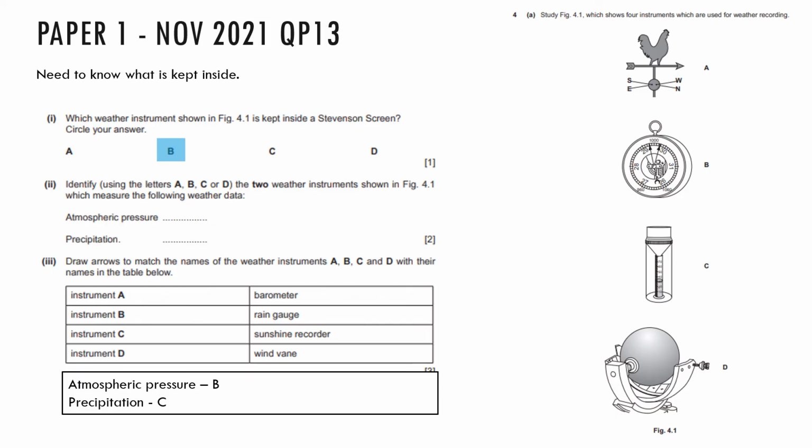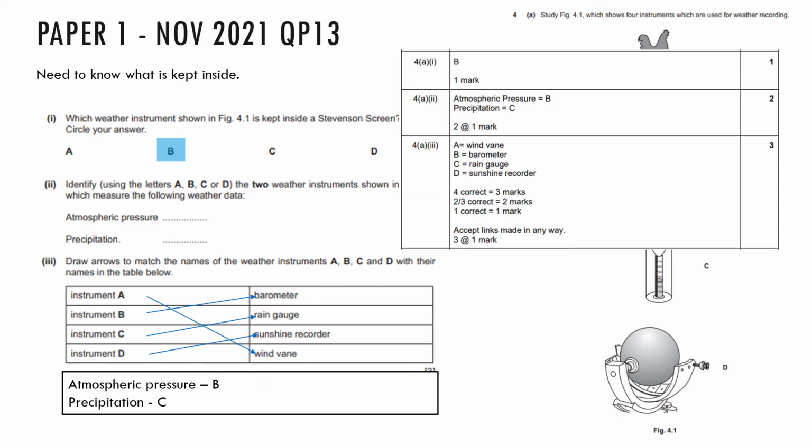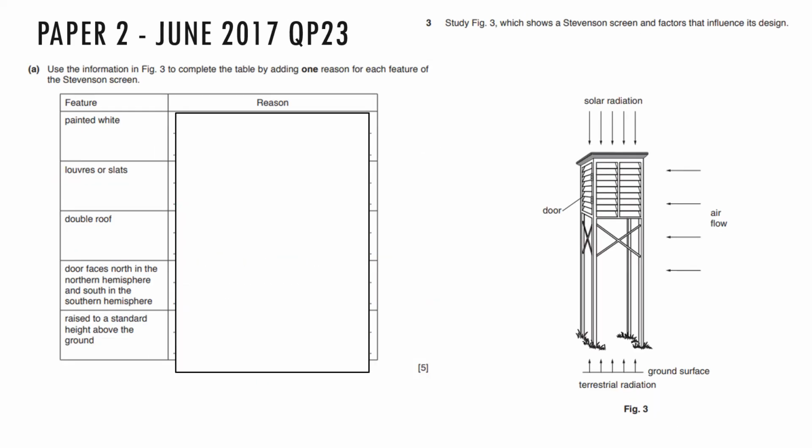And then again, you might have to match up the weather instrument with their names in the table below. And again, very nice, straightforward questions. So 6 marks, as long as you knew it, really 6 very straightforward marks. Double check, yep, everything's correct.